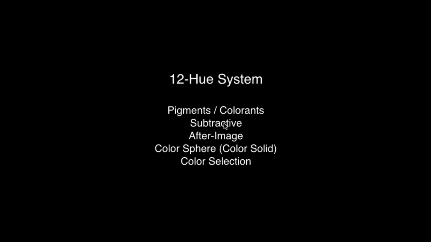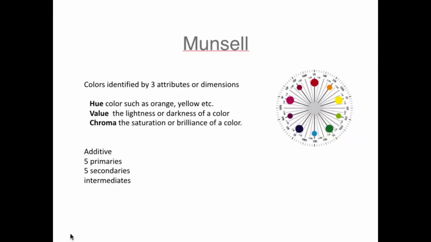So it is a subtractive system. It follows and supports the concept of the after image. There is a color sphere or color solid, and it's basically a color selection system by name. So the Munsell system is a 10-hue system. And Munsell's goal was to get rid of what he considered the arbitrary color names and instead use a notation system that would specify specific colors and hues by various codes.